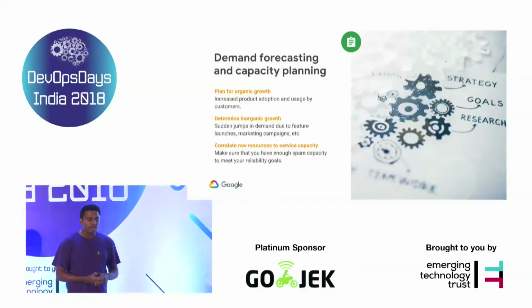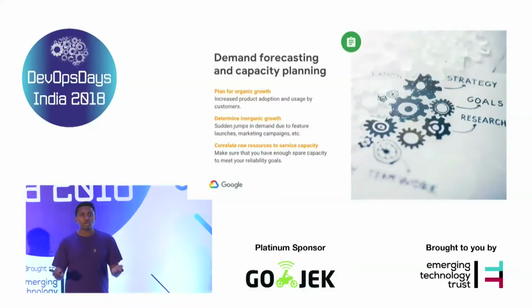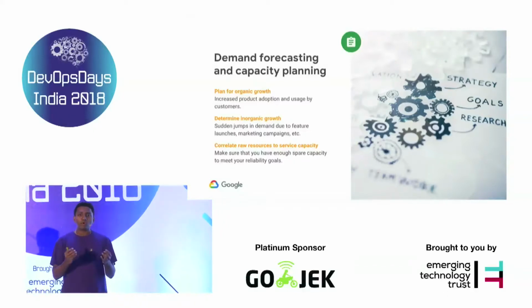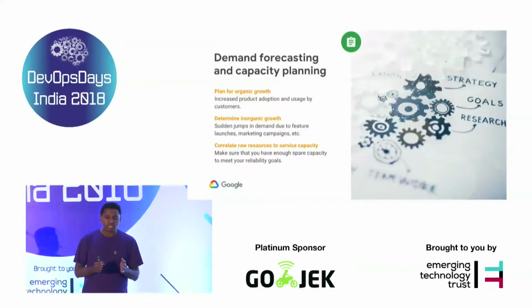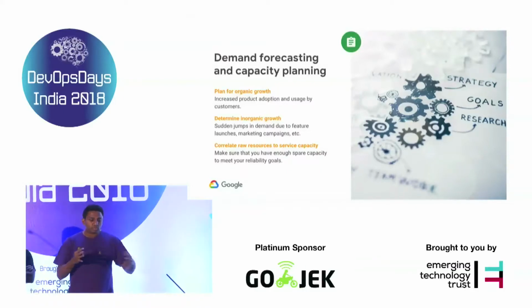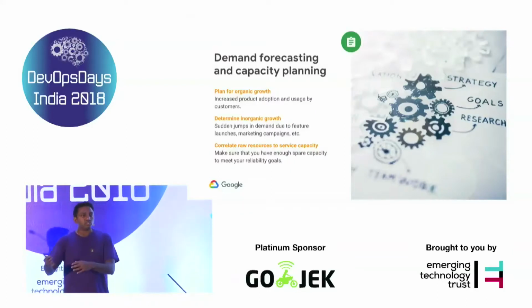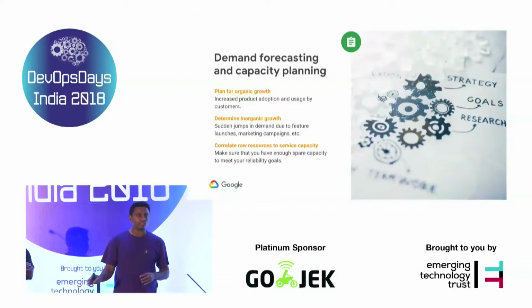For unexpected events, maybe like the World Cup, where you suddenly see a massive spike in your service, what you need to do is invest in automated solutions that, based on resource utilization, scale your service. It introduces new machines. It launches a new location automatically.